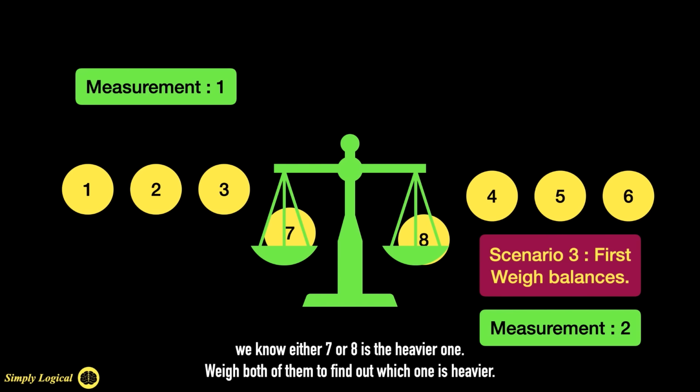If neither side is heavier in the first step, proceed with balls 7 and 8. In the final weighing, weigh both of them to find out which one is heavier. By following these simple steps, we can find which ball is heavier in just 2 measurements.